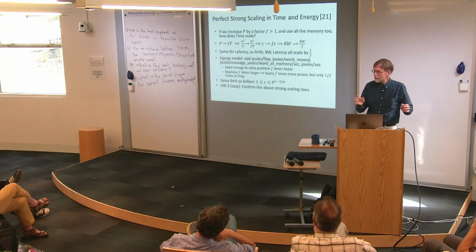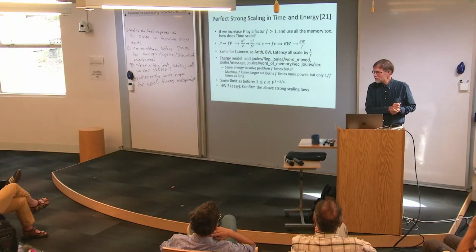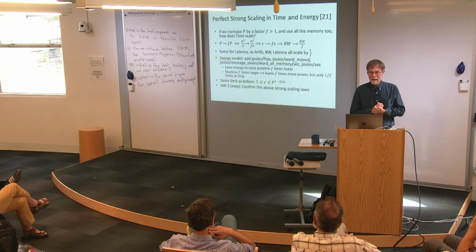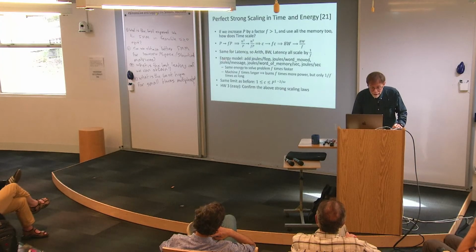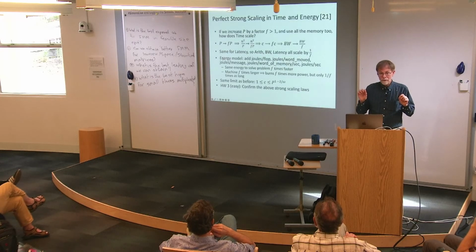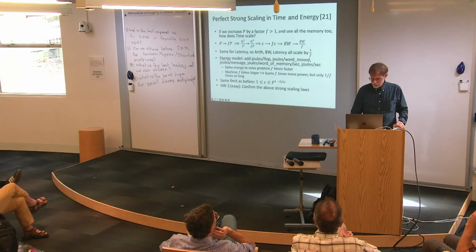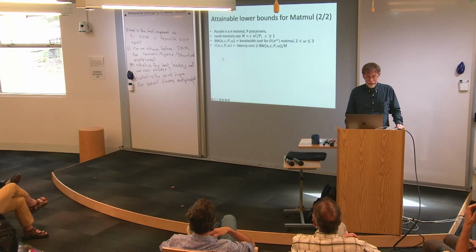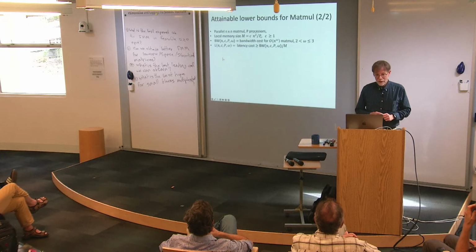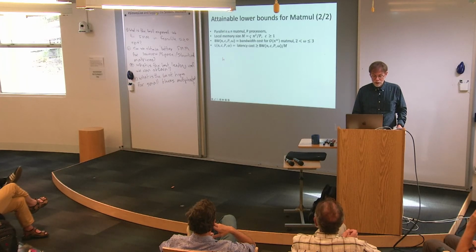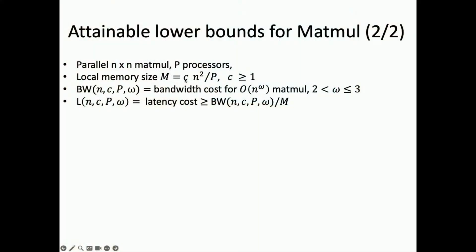So yeah, this is a very simple model of what real hardware does, but it captures the big picture. Yes? Can you remind me what C is again? C is how many copies of the data I can afford to have on my processor. So my local memory: I need at least n squared over p memory in each processor to store all the data once. But if I have enough memory to store it 2 times or 3 times, then C will be 2 or 3. Thank you.